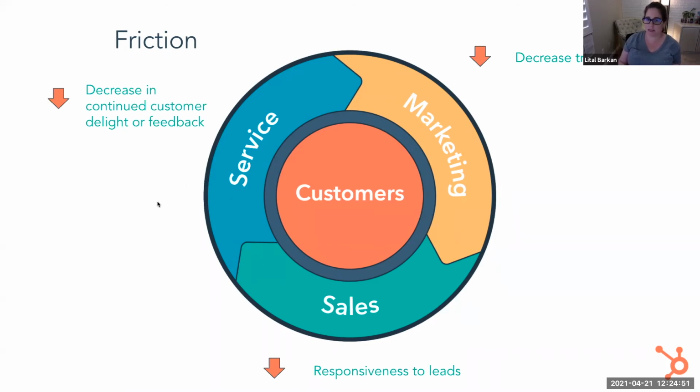Yes, exactly. So friction can be decreased traffic to your website, more competition, the competition releasing a new product. It can be being less responsive to leads than we want to be, right? Taking longer to respond to them. All of these can be sources of friction.